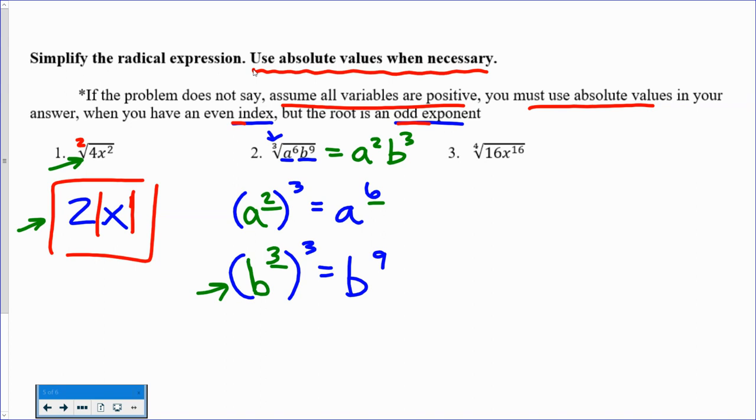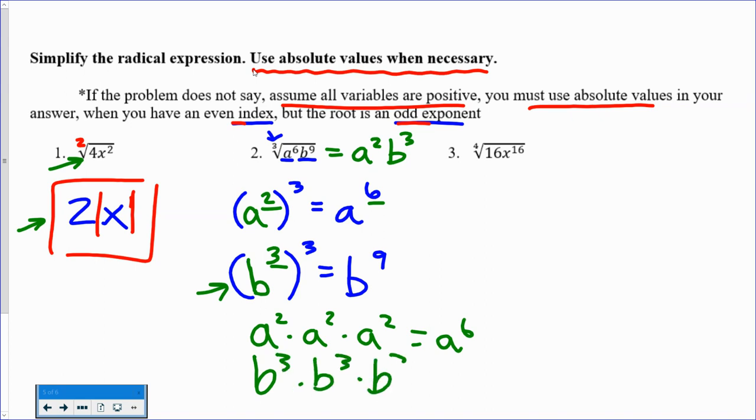Because a to the 2nd times a to the 2nd times a to the 2nd, you hear what I'm saying? Times itself 3 times does give me a to the 6th. You can add those exponents, right? b to the 3rd times itself 3 times does give me b to the 9th. We didn't have to worry about absolute values because I had an odd index.